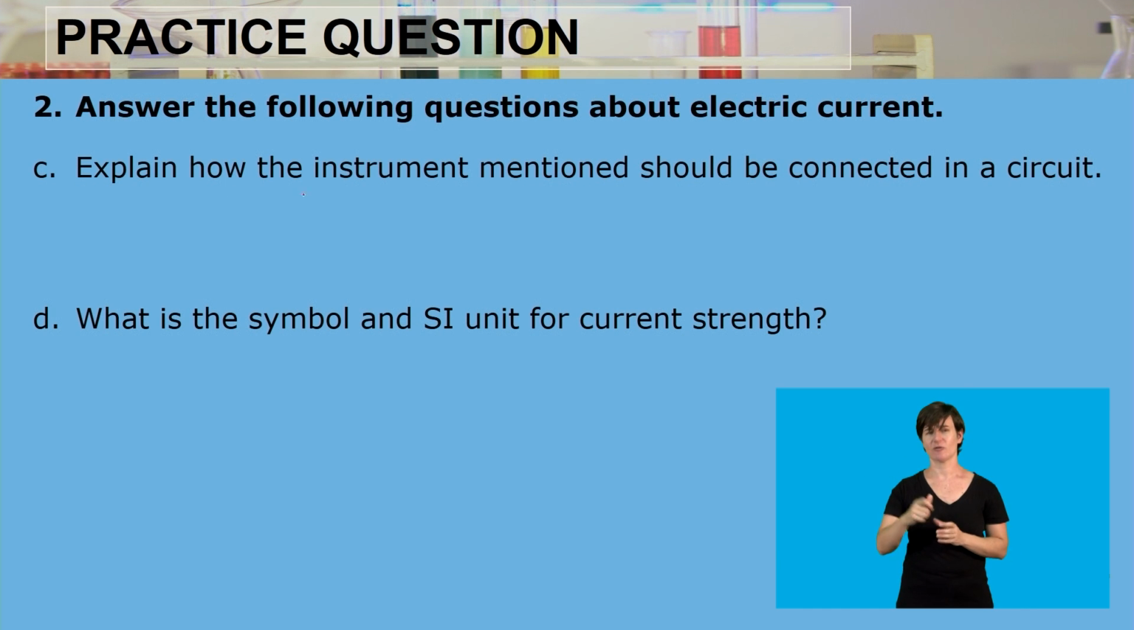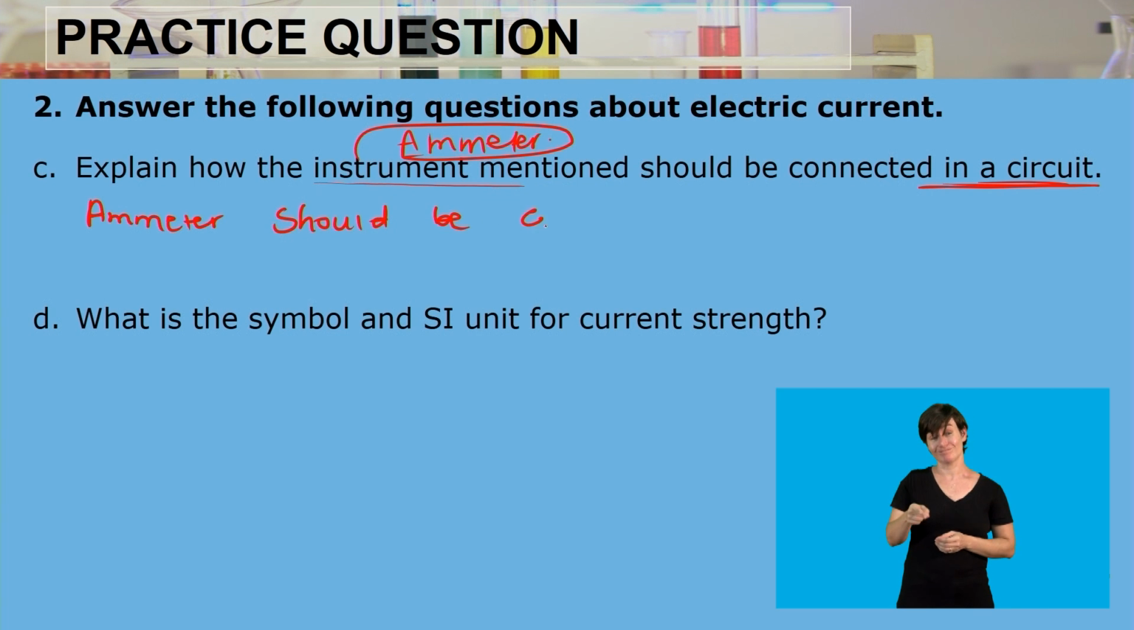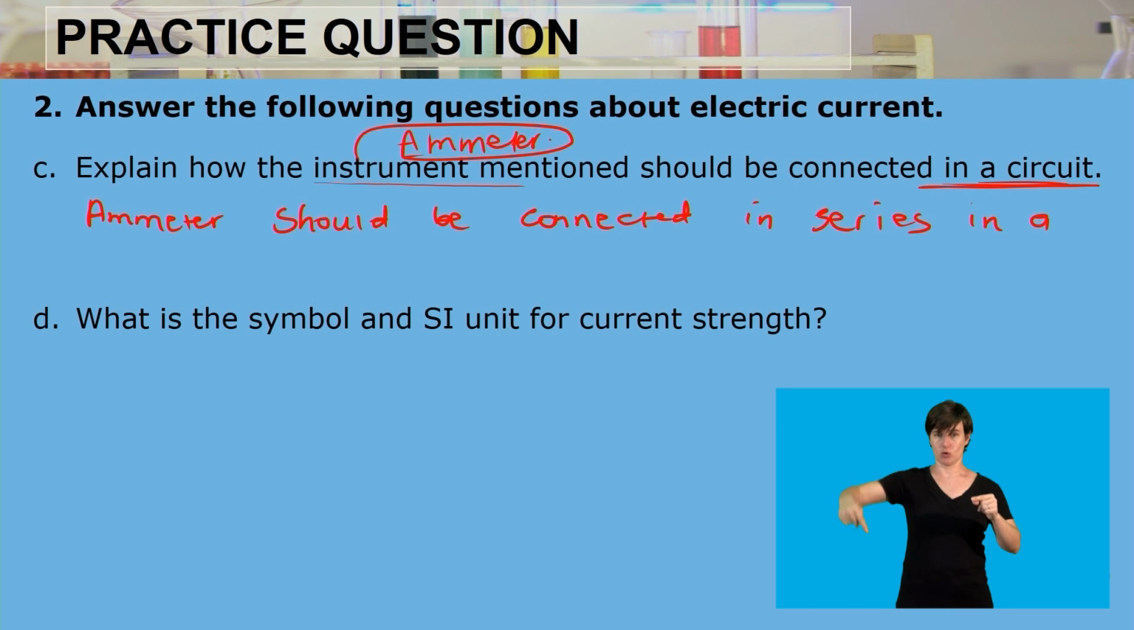We now need to explain how the instrument that has been mentioned should be connected in a circuit. The instrument they are referring to is the ammeter. So how should this ammeter be connected in a circuit? We are saying that an ammeter should be connected in series in a circuit.